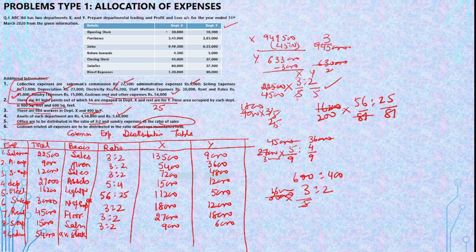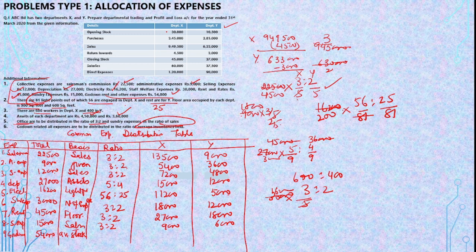So 18,750. The ratio of average inventory is 2 is to 1. So average inventory ratio 2 is to 1, and it will be distributed in this ratio. So 36,000 and 18,000. This is how we have distributed. I hope this distribution is clear to you. Let us erase this so that we can make the final accounts.